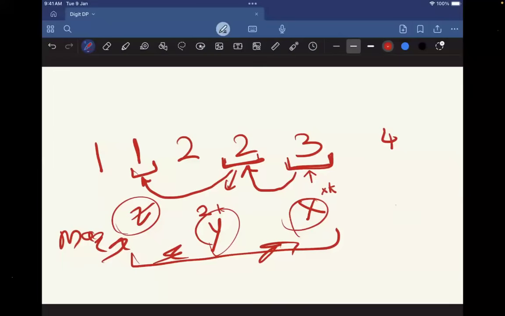Yes. So since it is the maximum of all possible answers, I just need to find a way to do this efficiently. I just need to find all answers efficiently. Now, how can we do this? Let's have a look.